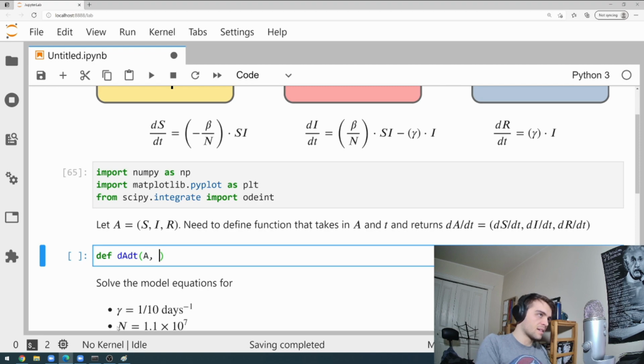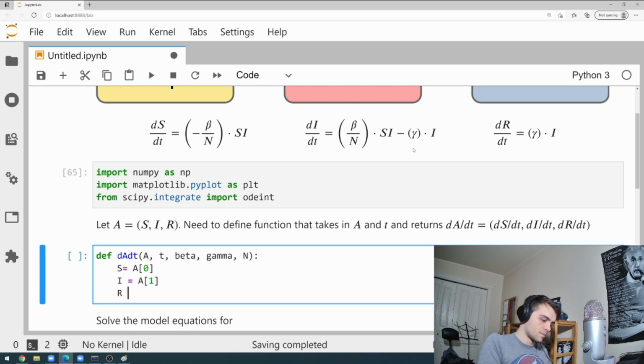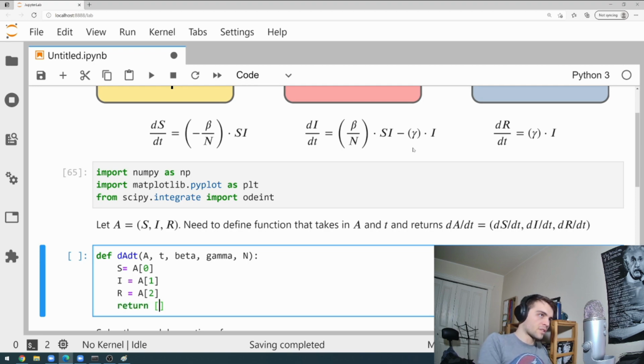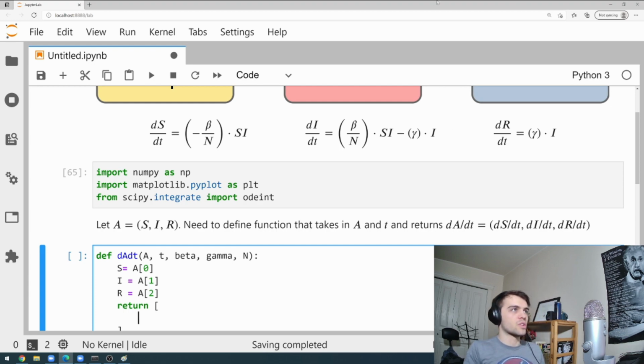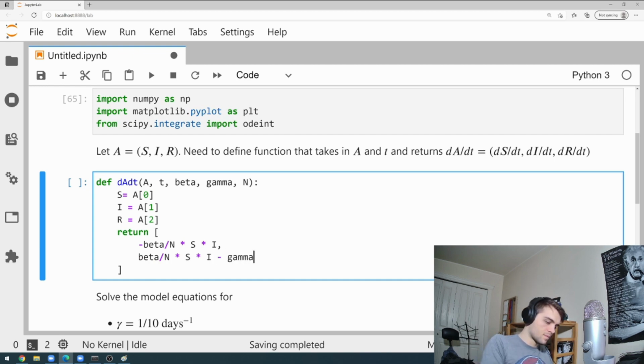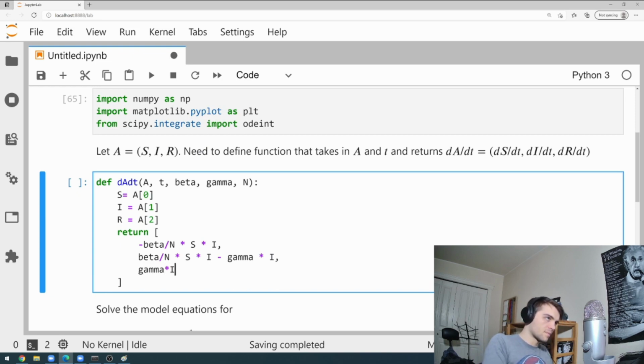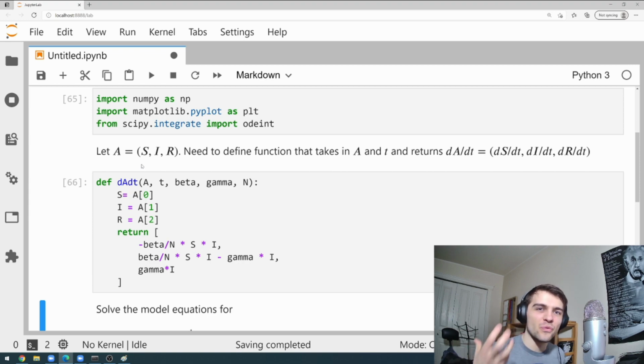It's going to take in A itself, time. It's also going to have these parameters beta, N, and gamma. So let me write those as well. And we'll just extract the components to make it easy. And we're going to return a vector of three components. The first thing we're going to return is dS/dt, because that's the first component of dA/dt. So minus beta over N. The third component of our vector is dR/dt, which is just gamma times I. Done. So we have a differential equation and we've defined it in terms of a Python function.